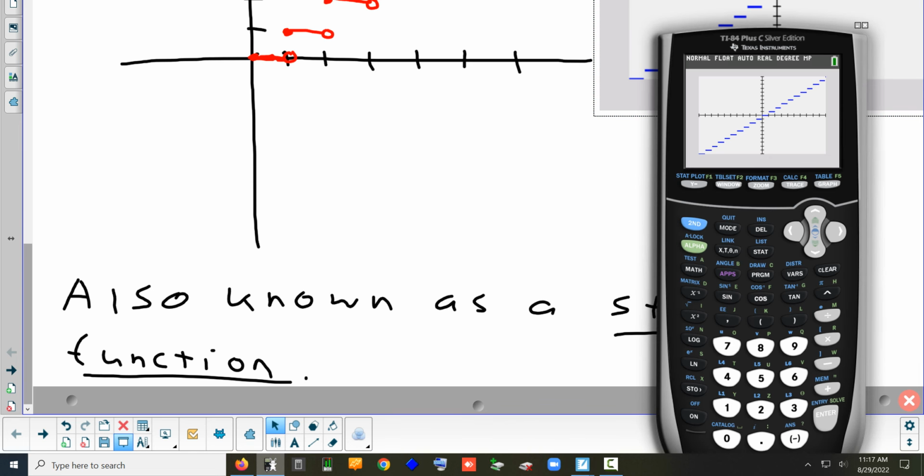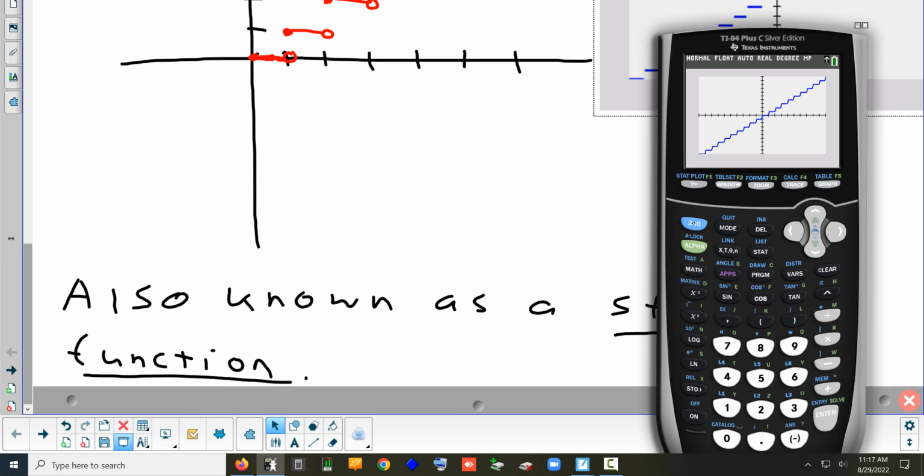Now, if you have an older calculator, it might actually try to connect all those steps. Older calculators don't like to draw graphs that are not connected. Step functions are what we call discontinuous. You have to draw a step, lift your pencil, put it back down somewhere else. Calculators don't like to do that. So that's why it connected everything.